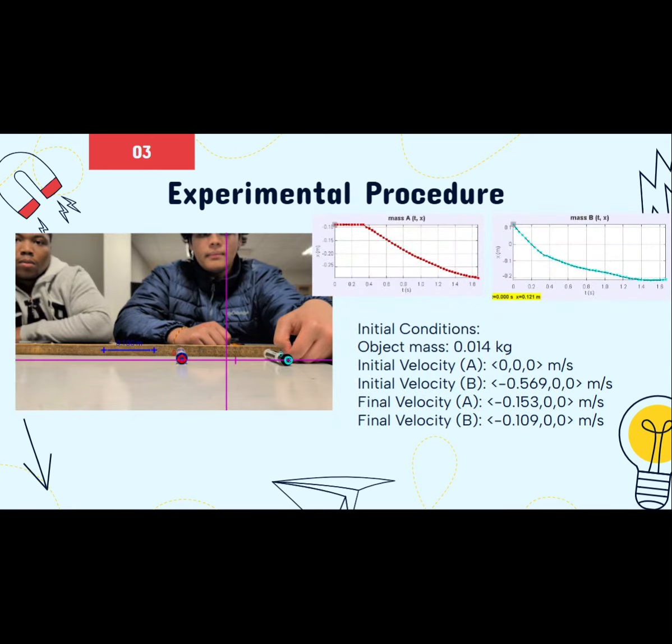So here's our experimental procedure. On the left, we see our video that we import into Tracker. We put in our calibration stick and our axis to basically set it up. Our initial conditions are the initial velocities of both of our objects, which are calculated by taking the slope of the lines for mass A and mass B. We also know our objects' masses.